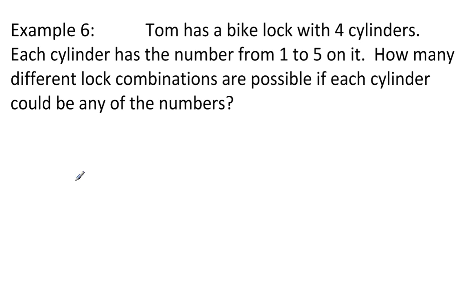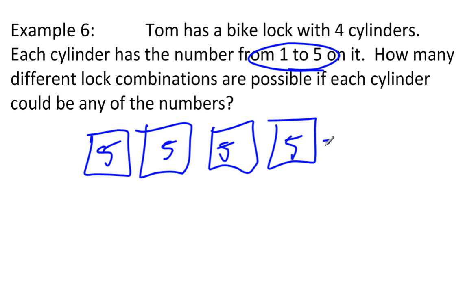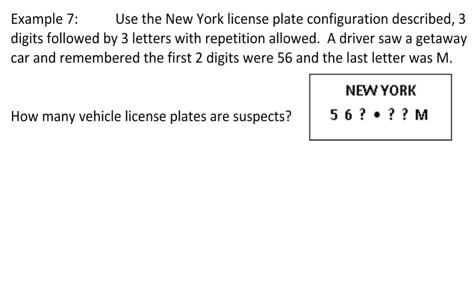Alright, here we're going to have 4 different cylinders on our lock. So that's 4 different numbers you can show up. We got numbers 1 through 5. So we got 5 choices. It says it can be any of these numbers, so we're going 5 times 5 times 5 times 5. This is going to make 625 different numbers you'd have to check on that lock before you find the right one.